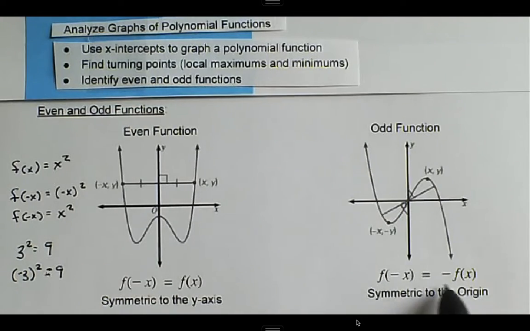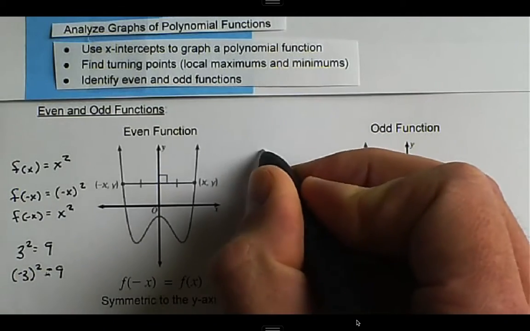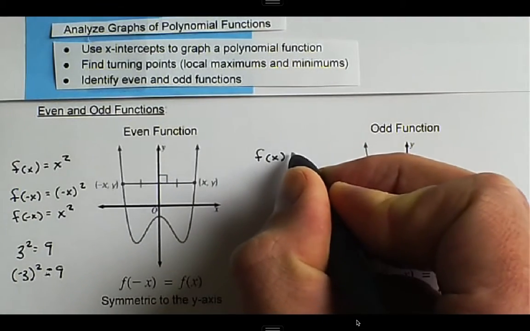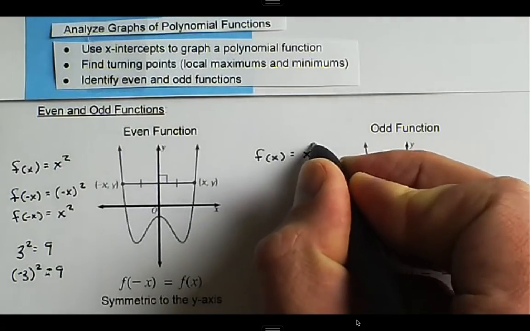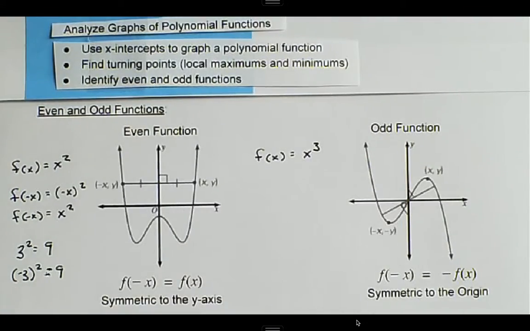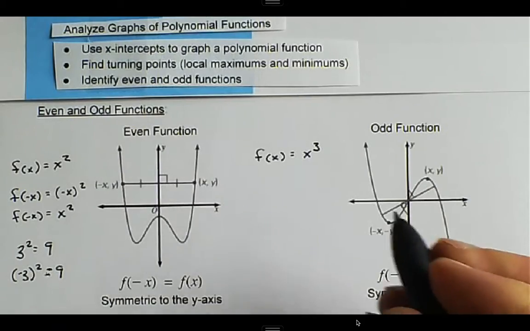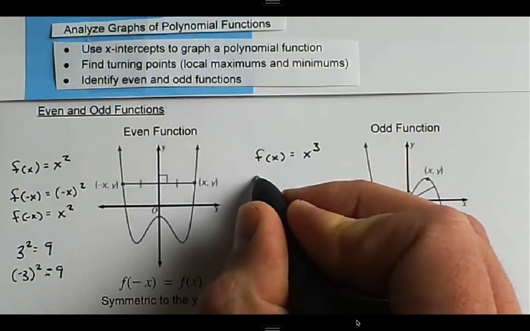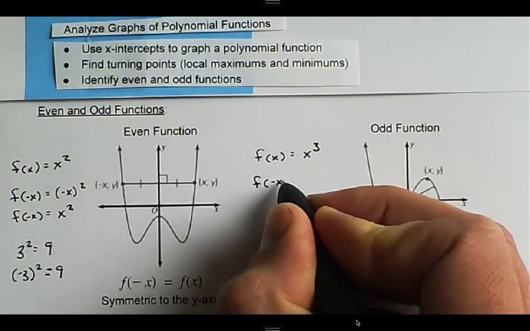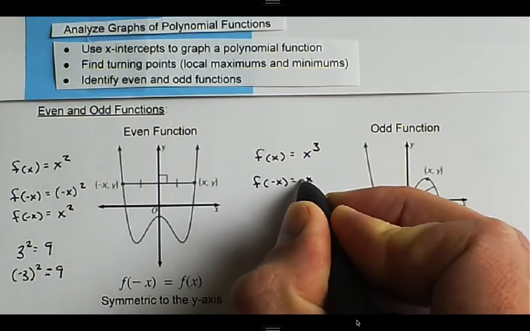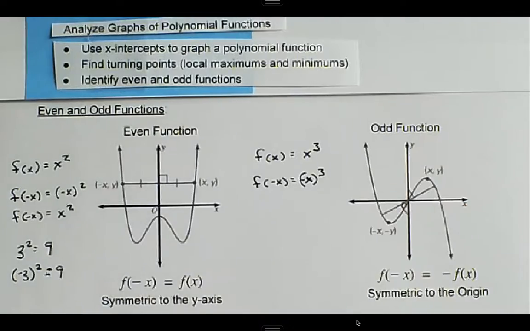And so what we're trying to test if it's an odd function is we want to see, is the function f evaluated at negative x equal to negating the entire function? Instead of x squared, we want to look at f of x, and we're going to say that's equal to x cubed. Okay. So in this case, if we substitute a negative value, let's say f of negative x into x cubed, what happens to the function?